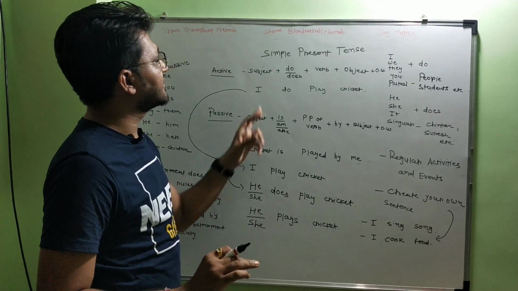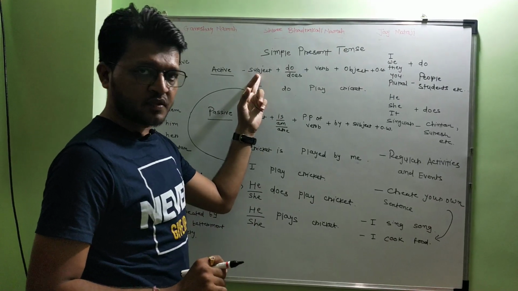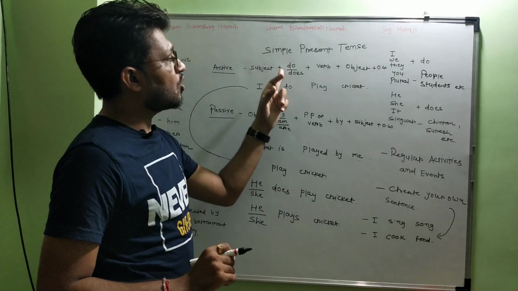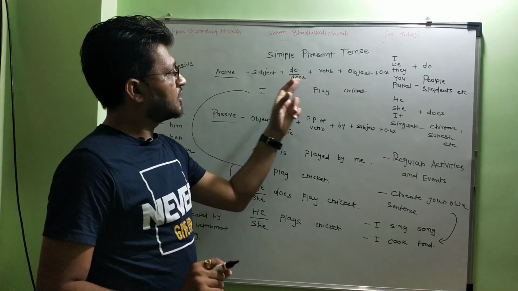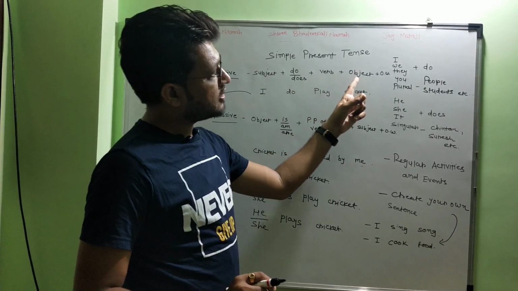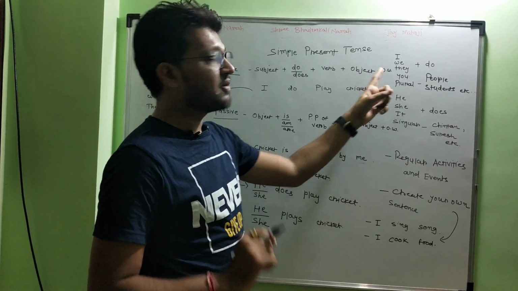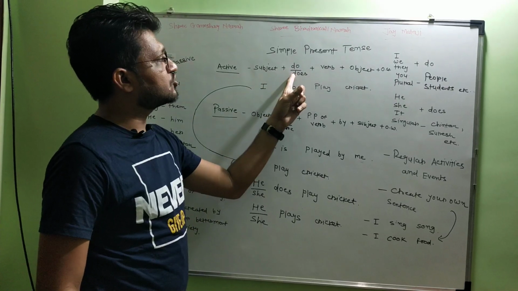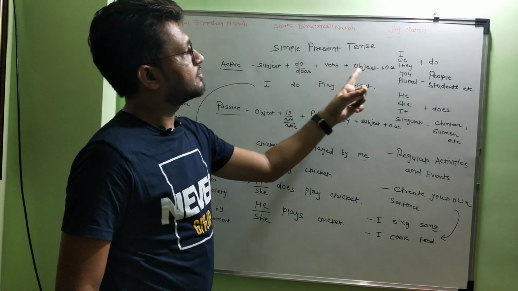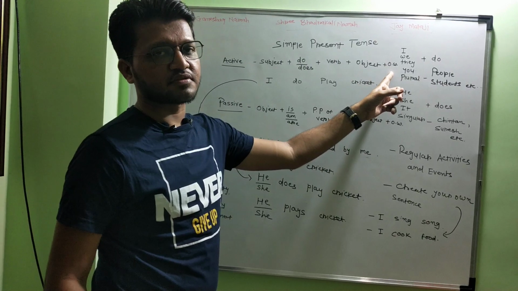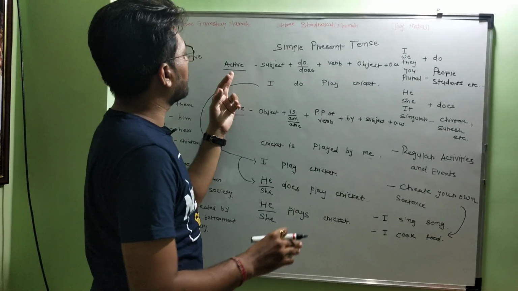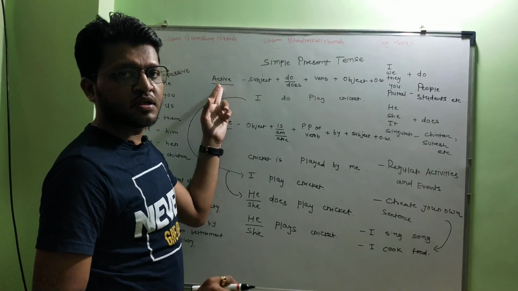The structure is something like this: subject plus do or does plus verb plus object plus other words. Let me repeat: subject plus do or does plus verb plus object plus other words. This is the structure of active voice.